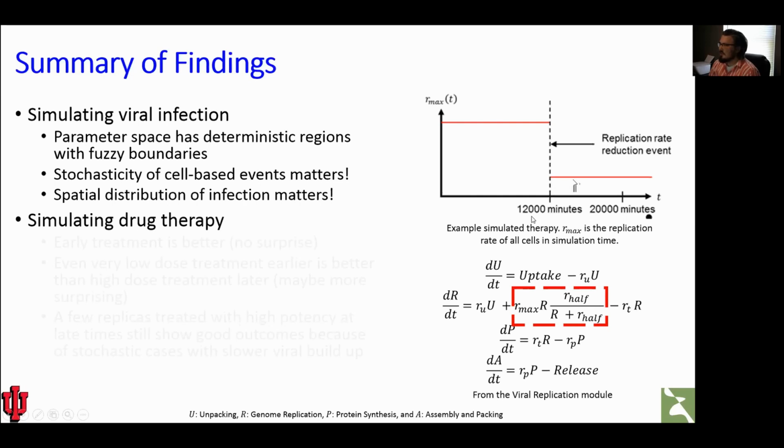So in this particular case, this sample, the drug therapy was applied at 12,000 minutes. And you can see that from the baseline parameter, there's a sudden drop right at the dashed line down to some reduced value. And this is simulating dosage by the magnitude of the drop, as well as the time of application of the drug therapy after infection has begun.